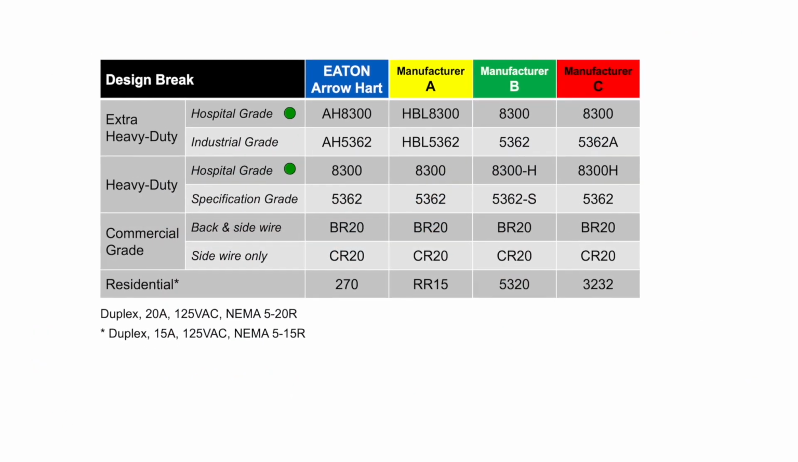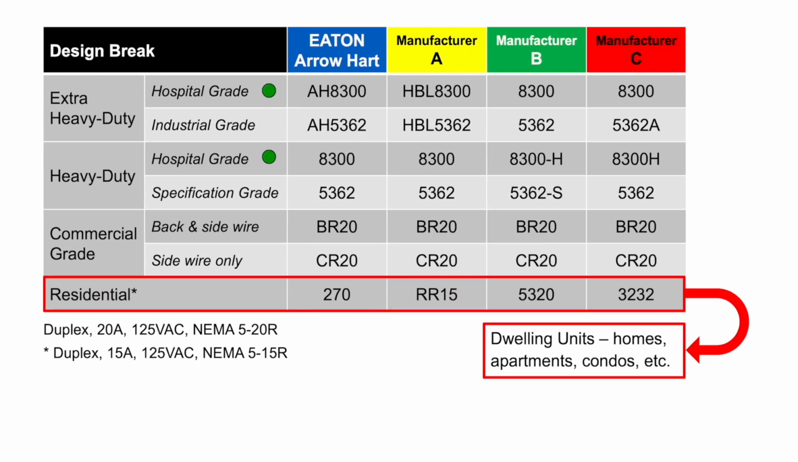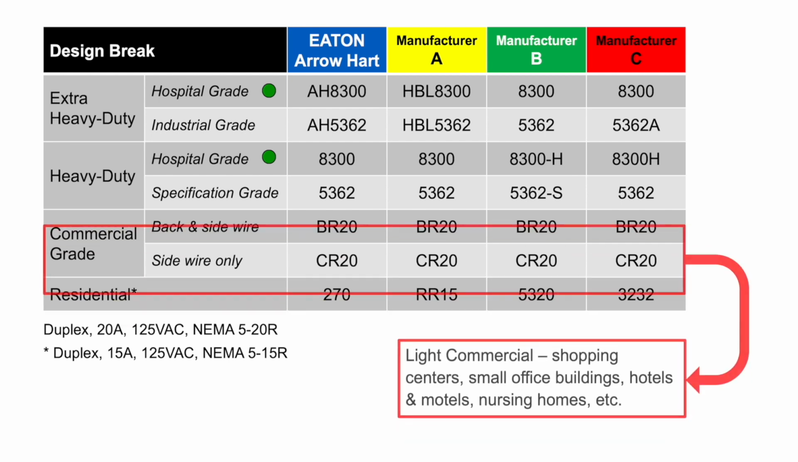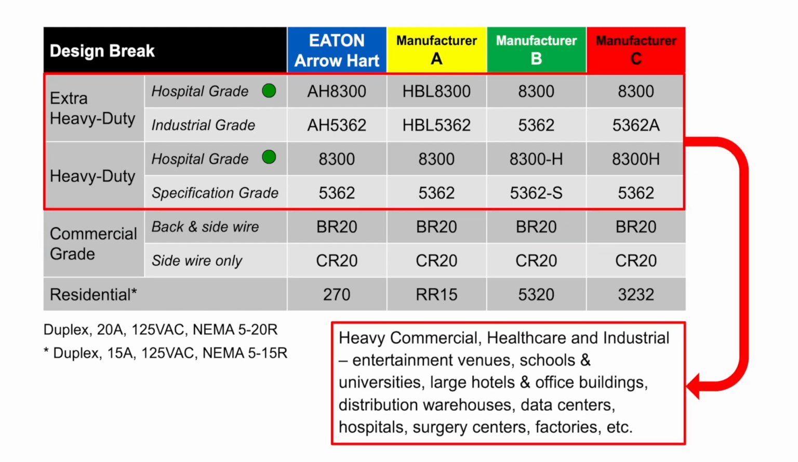Let's look at how catalog numbers stack up between different manufacturers. The numbers for residential grade are unique for each one and generally don't create much confusion. Commercial grade is normally used in light commercial construction where there is no engineering spec. And there's no mix-up here because all these part numbers are identical. The confusion comes along with heavy duty and extra heavy duty. These are typically the focus of engineering specs for larger and more demanding projects. So this is where we'll take a closer look.